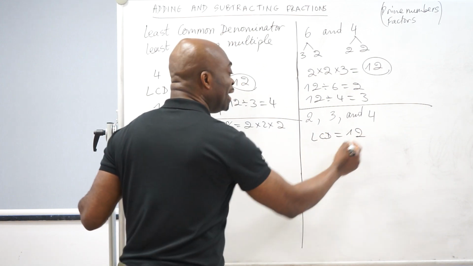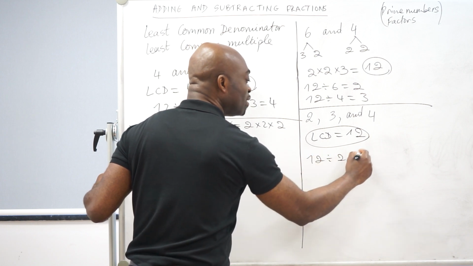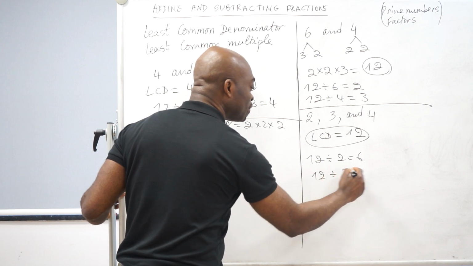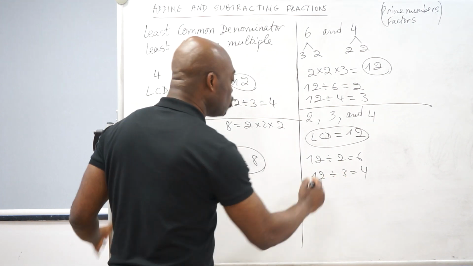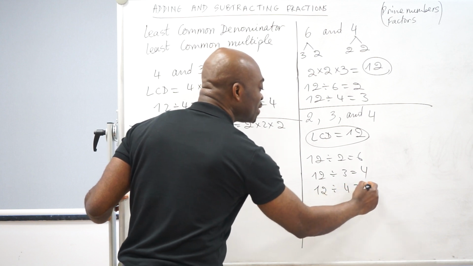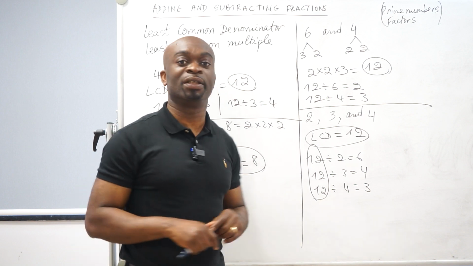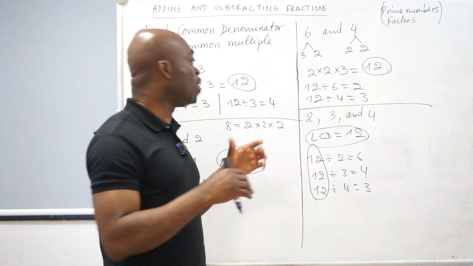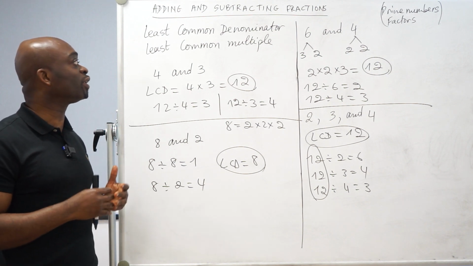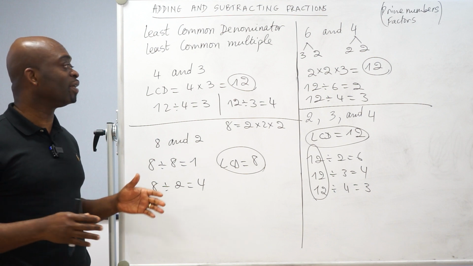Okay, why? Again, is because 12 can divide 2 6 times. 12 can divide 3 4 times. And 12 can divide 4, 3 times. So that's why 12 is your lowest common denominator. All right? So more and more of these problems will help you to understand what we call the least common denominator or the least common multiple. That's just the same thing.